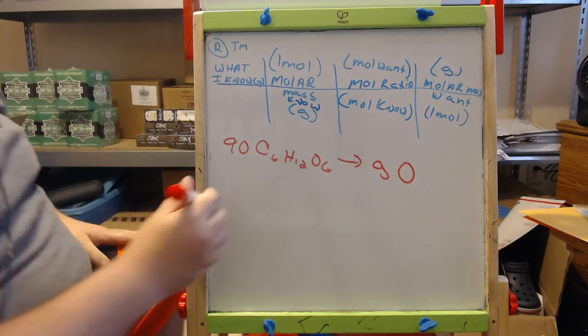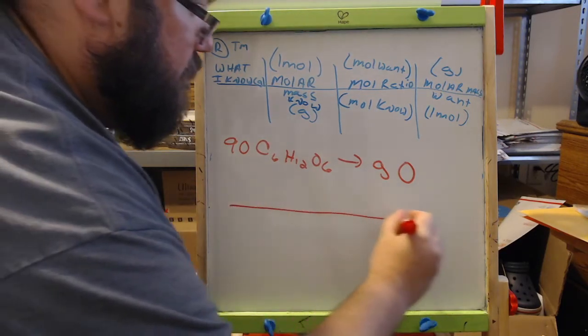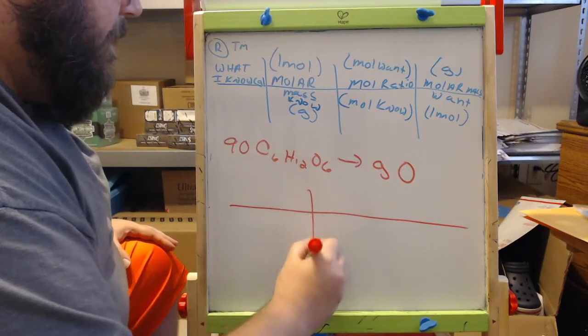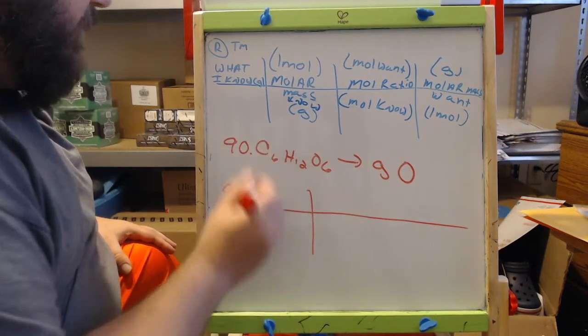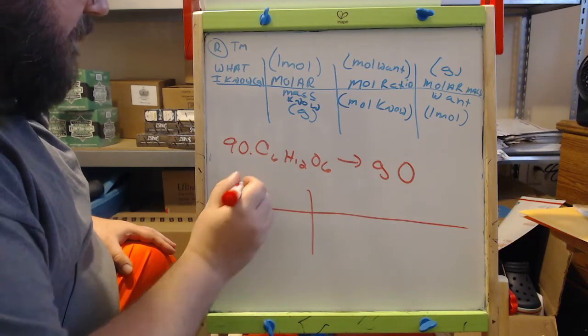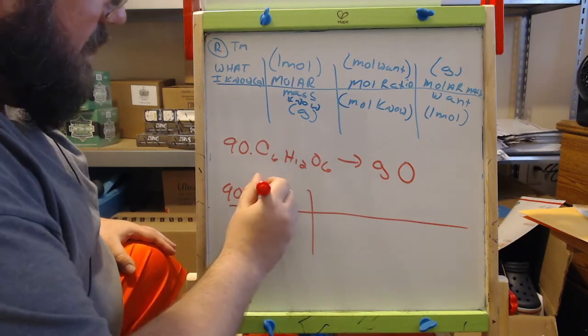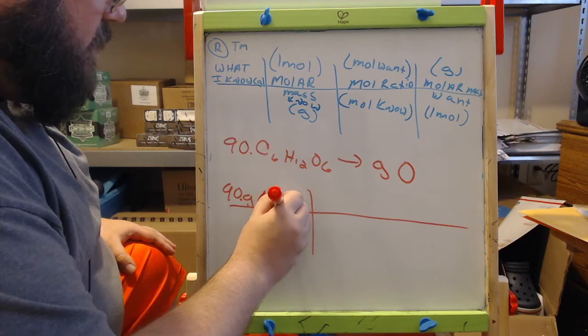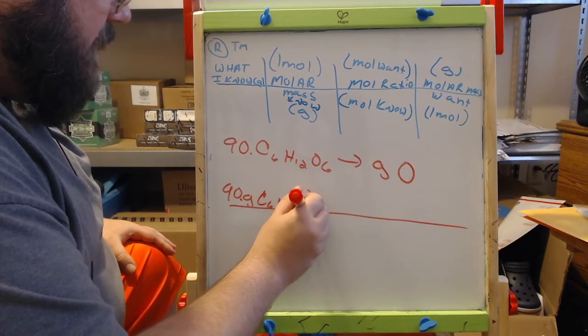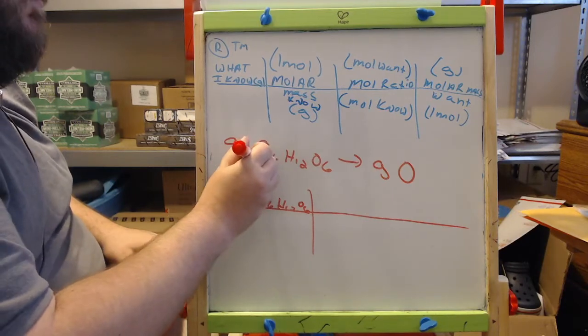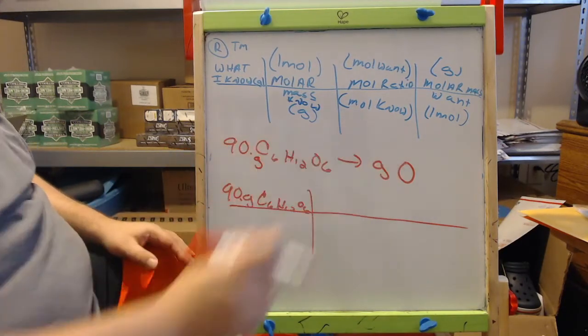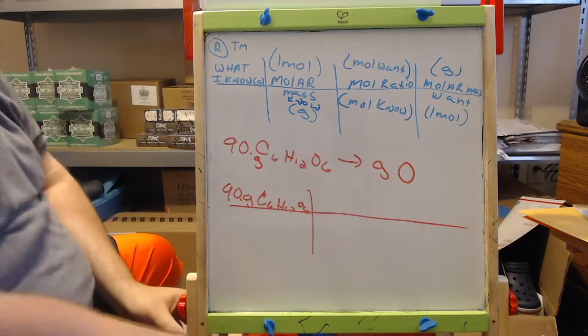Okay. So we would start with 90 grams. We'll put a dot there so at least we have two sig figs, right? 90 grams of C6H12O6. Okay, I can't compare grams to grams. So I've got to get to moles first.